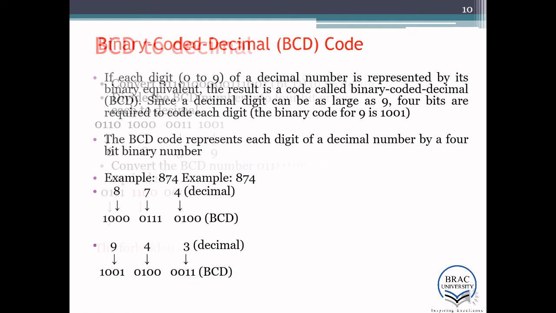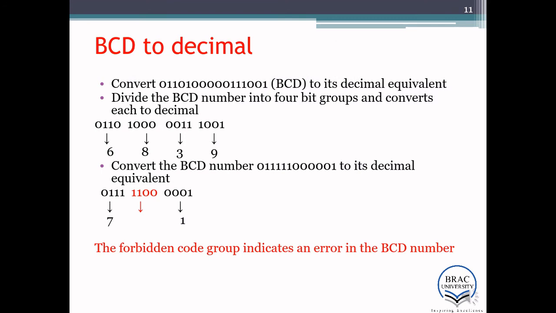BCD to decimal. Convert this BCD to decimal equivalent. To do so, divide the BCD number into 4-bit groups and convert each to decimal. So take this 4-bit and next 4-bit, next 4-bit, next 4-bit. Write the equivalent decimal number. So this is 9386. This is the BCD equivalent of this binary number.